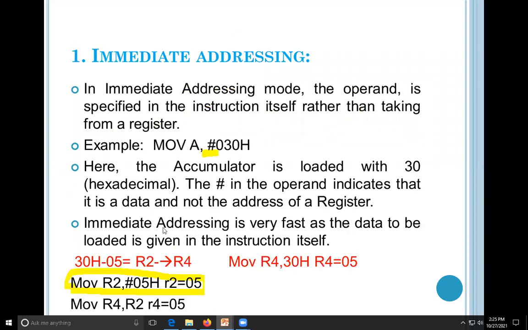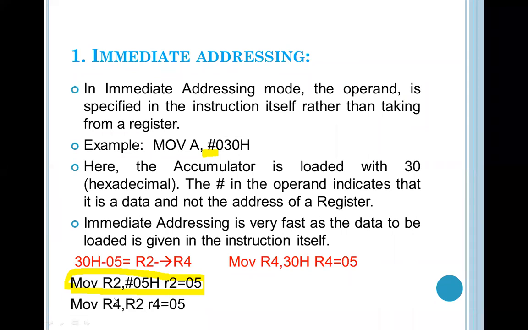This is the instruction given here: MOV R4, R2. If suppose R2 contains 05, this 05 is transferred to R4.